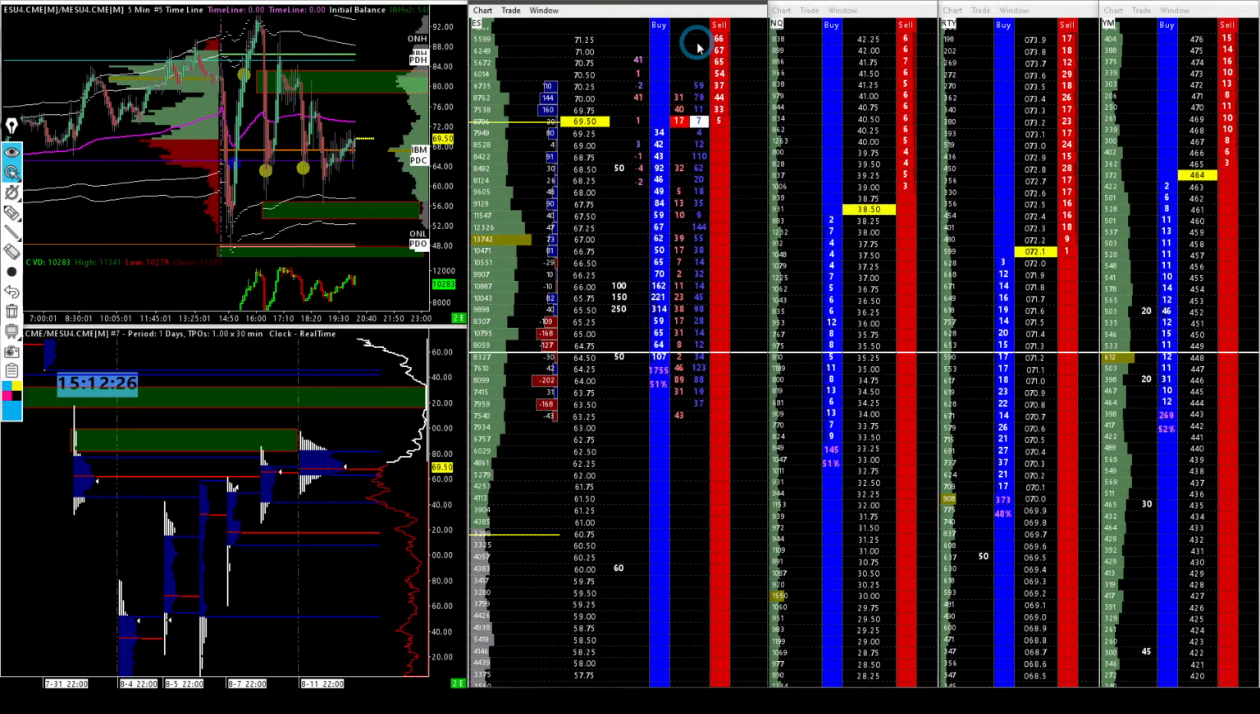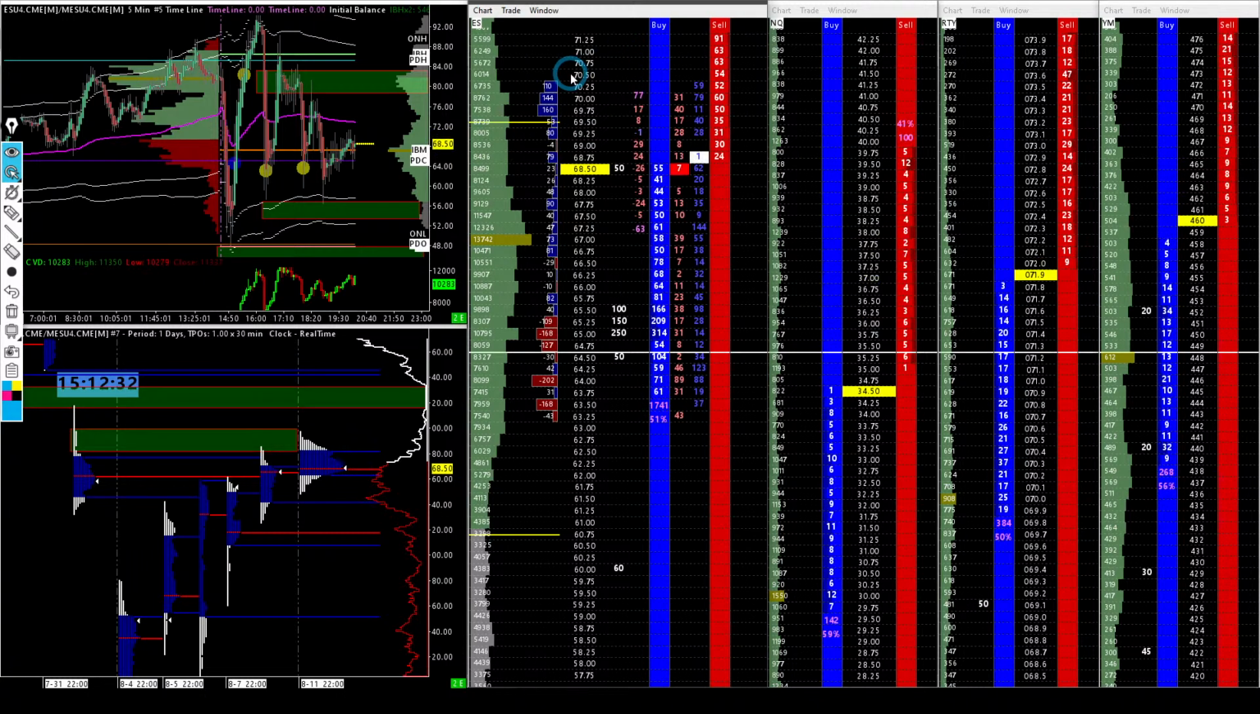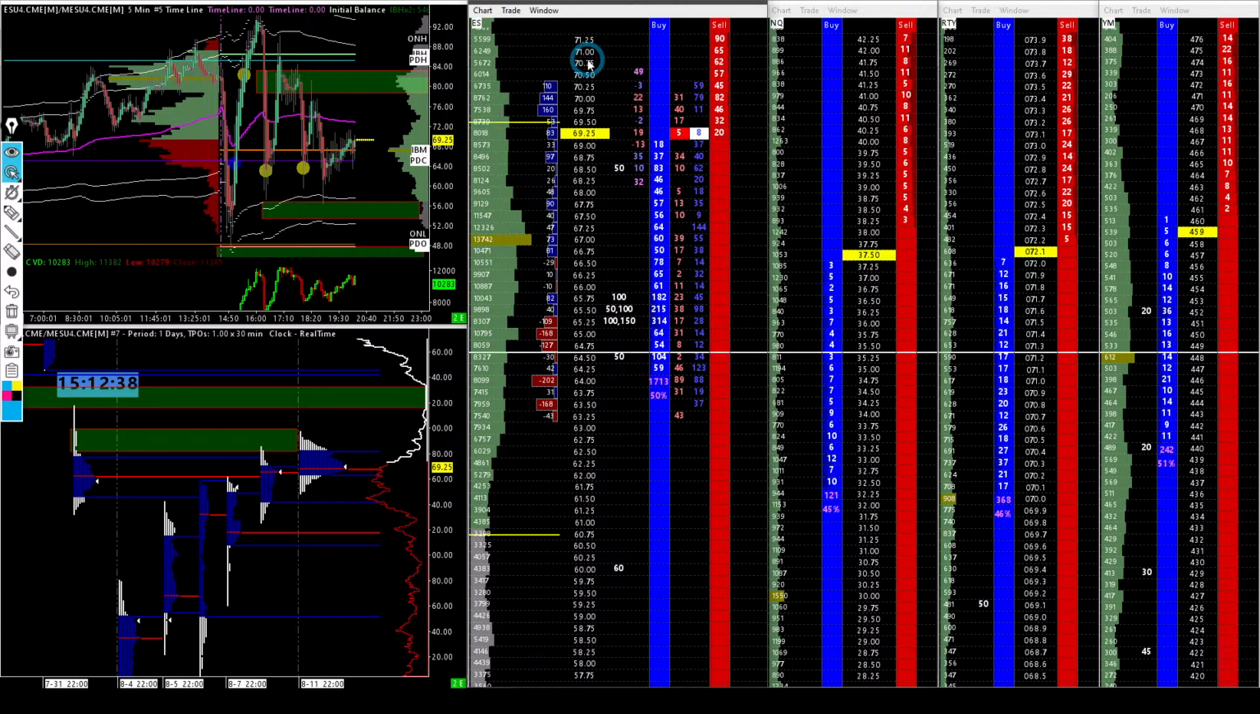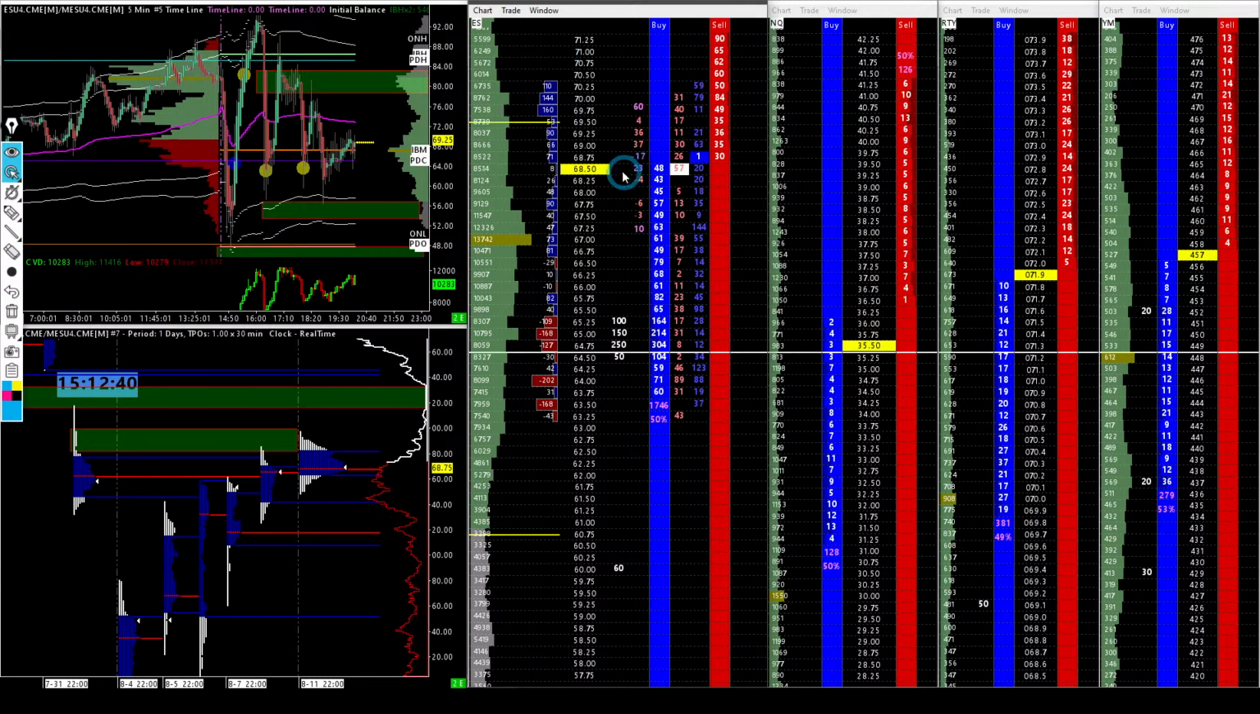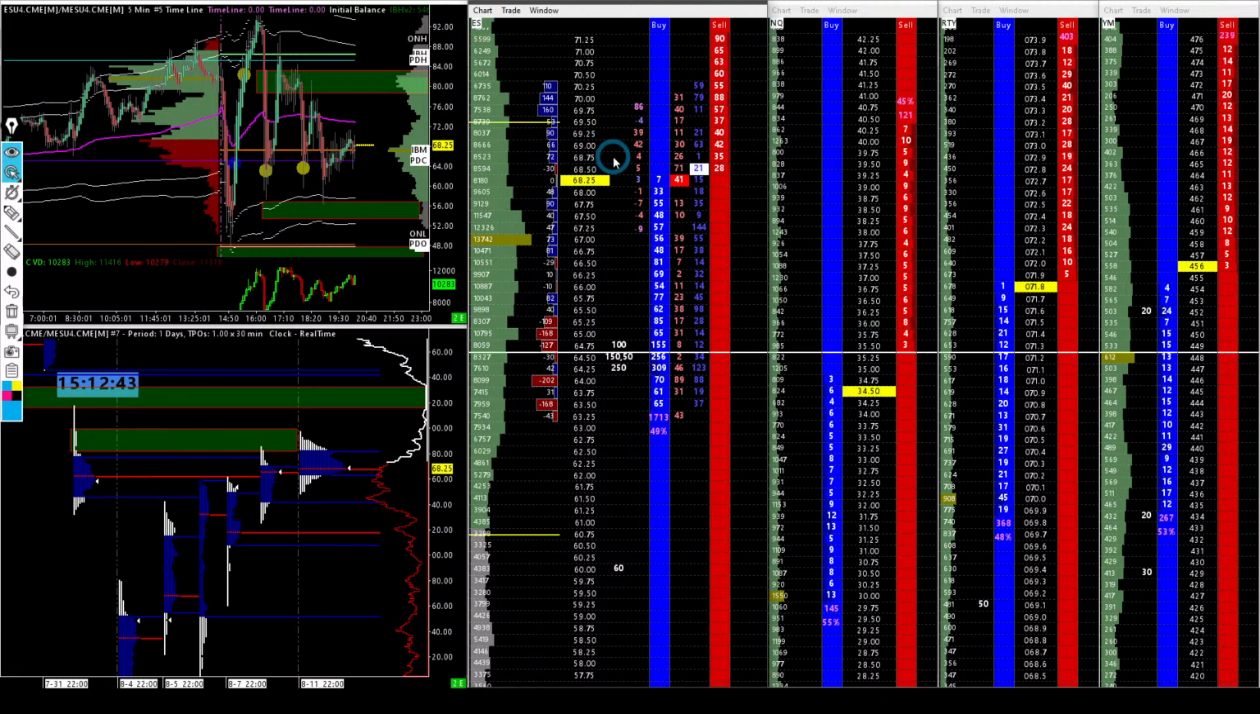Okay, let's see if they can hit it. They cannot. Okay, definitely something to note there. Okay, they do. I was about to say they didn't take the 50 and just bounced off it. A little bit too eager on.